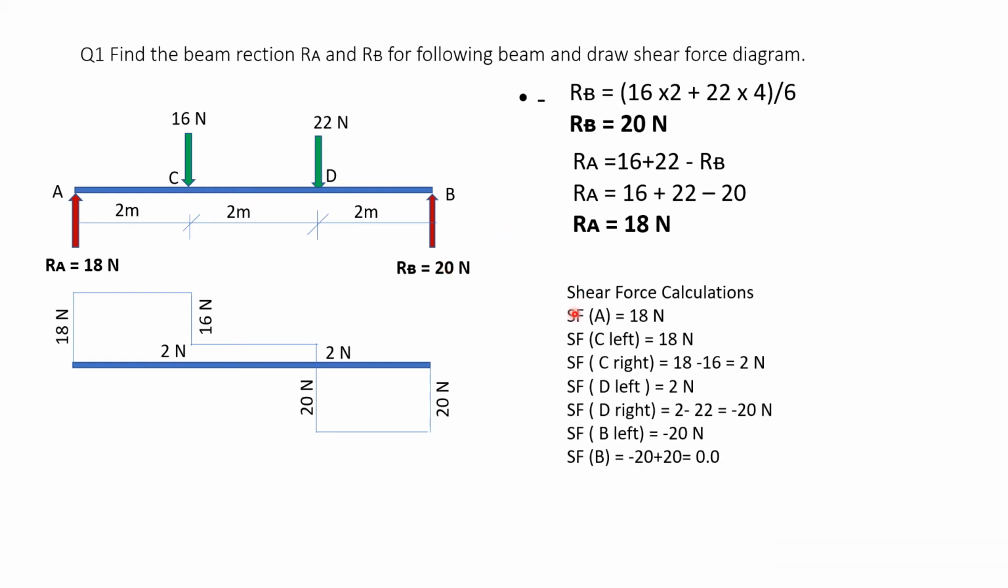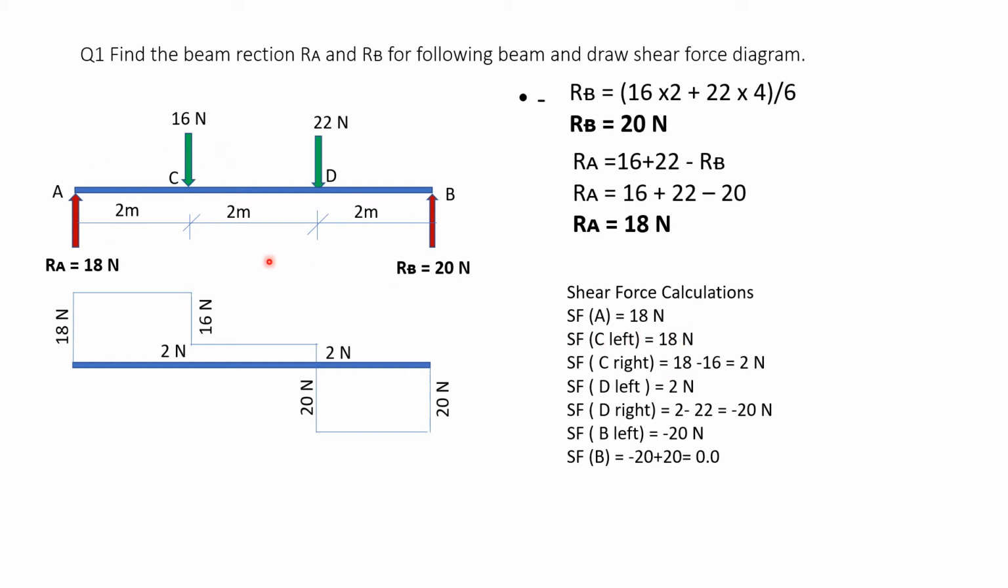If I want to write the calculations for the shear force diagram, what do we write? Shear force calculations. Shear force at A. Here at A the shear force is the RA going up by 18, so it is 18 Newton. If I come a little left of C, from A to C, shear force is 18. So if I am a little left of C, say at 1.99, what is my shear force here? At the left of C it is 18. So shear force C left is 18.